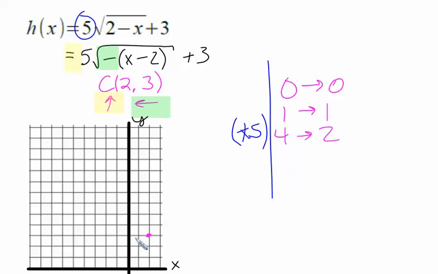So ordinarily we would go over to the left 1 and up 1, but because we're multiplying by 5, we're going to go up 5. 1, 2, 3, 4, 5. And then we're going to go over 4. Ordinarily we would go over 4 and up 2, but we're multiplying by 5, so instead of up 2, we'll be up 10. 3, 4, 5, 6, 7, 8, 9, 10 up here.